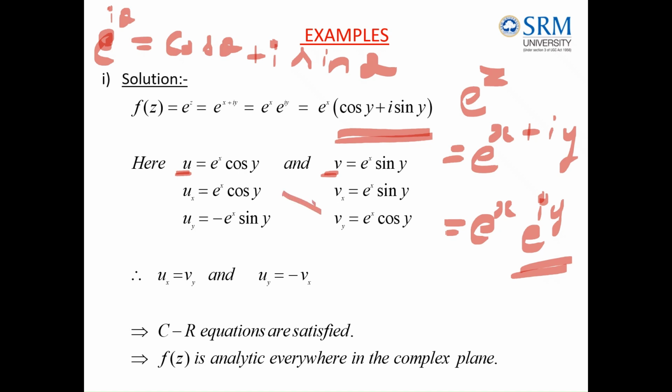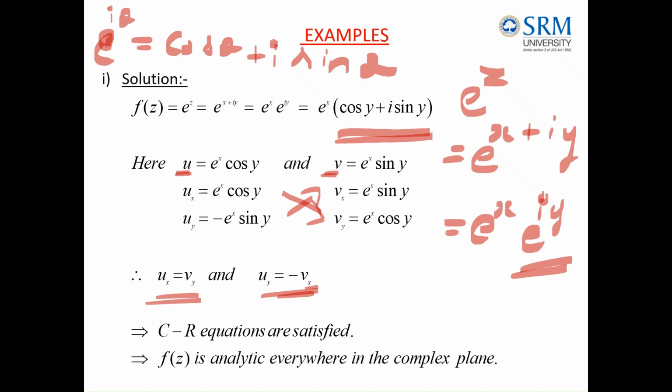We need to check whether ux equal to vy. Yes, ux is equal to vy. Then we need to check whether uy equal to minus vx. Yes, uy equal to minus vx. So the CR equations got satisfied. So I can say that the function is analytic.